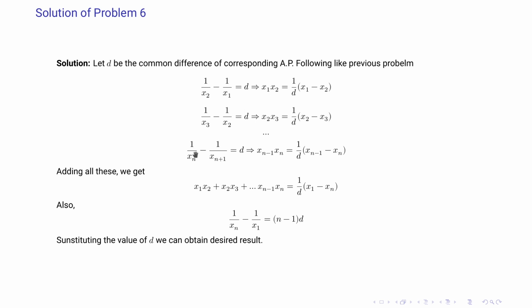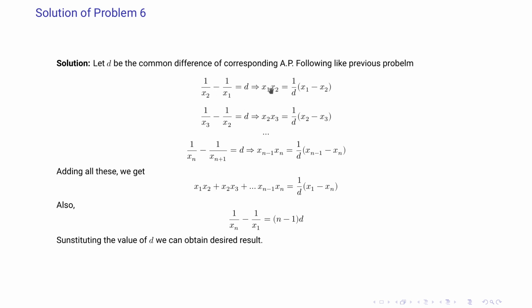We write for the nth term. Oh, this is wrong. It should be 1 by xn minus 1 by x(n minus 1). This is not plus 1. Is equal to d. It will give us x(n minus 1) into xn is equal to 1 by d into (x(n minus 1) minus xn). So if we add all this, 1 by x2 will get cancelled here. Similarly, 1 by x3 will get cancelled. Similarly, 1 by x(n minus 1) will get cancelled. What we will have is 1 by xn minus 1 by x1. So on the right hand side, sorry, we don't add over here. We are adding these things.